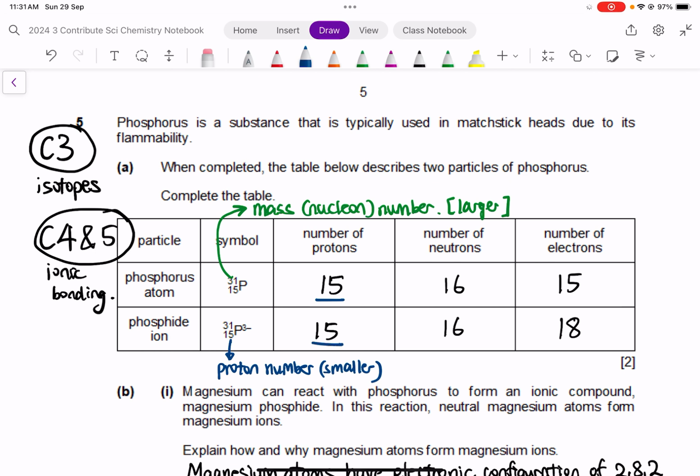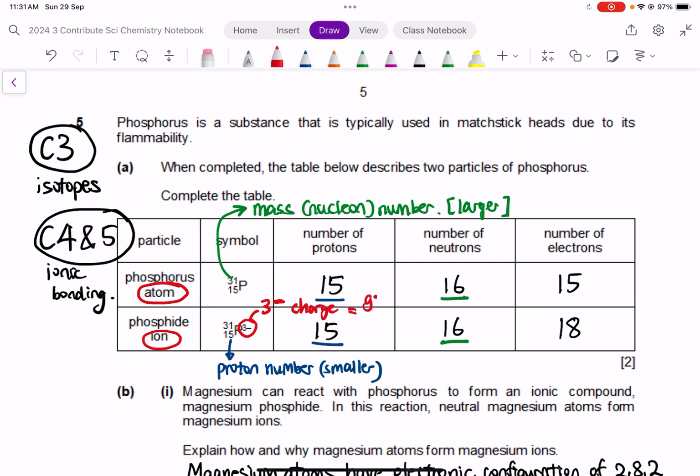Okay? Now, to get the neutrons, we will take the larger number, which is the mass number, minus the smaller number. So 31 minus 15. That gives you 16 neutrons for both of them. So now the only difference is between an atom and an ion. So you can clearly see that the ion is charged. The charge is 3 minus. The 3 minus charge is on the ion.